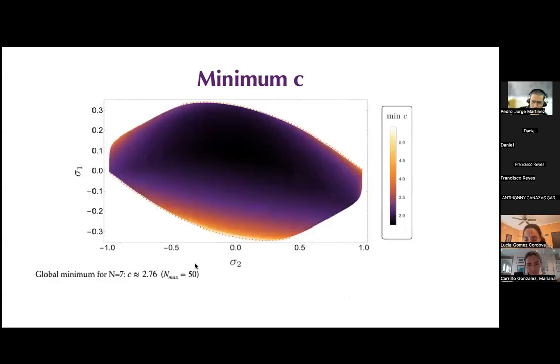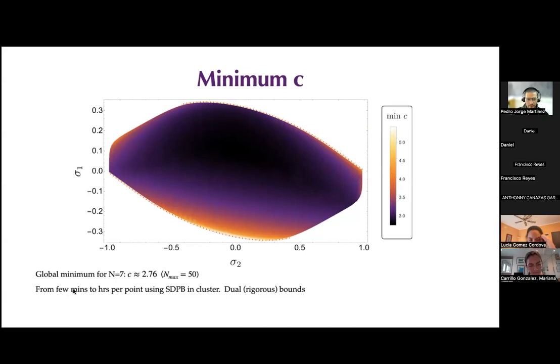And I want to show first another plot. This is a temperature plot for the full surface. For n equals 7, again, the minimum central charge is somewhere around here. And so you see it's like a hammock. It has some minimum in the middle and grows at the boundary.